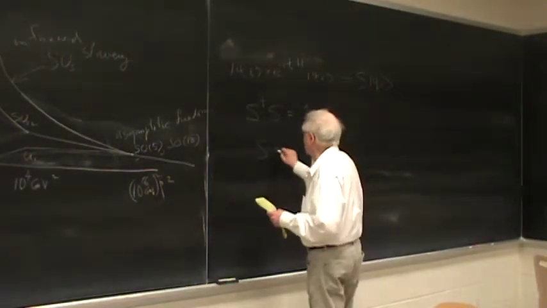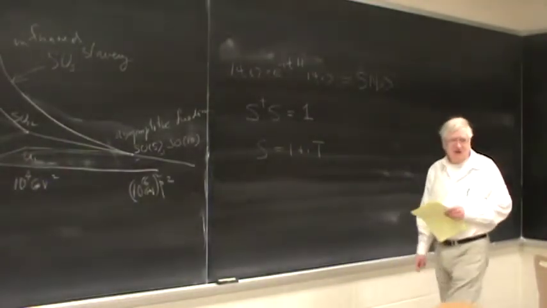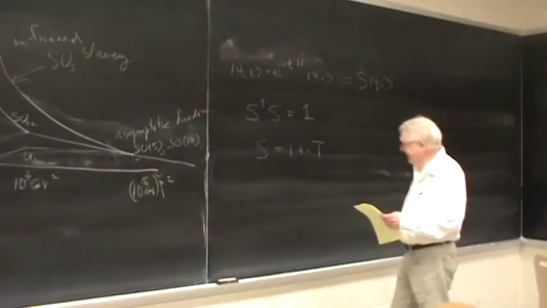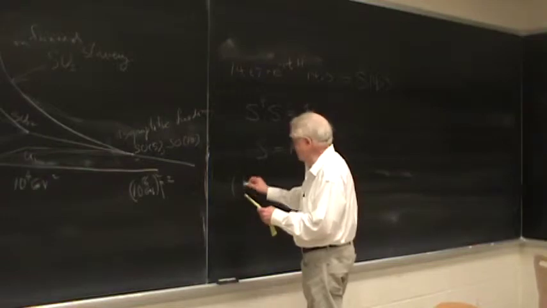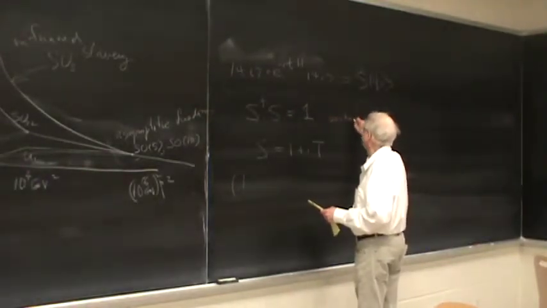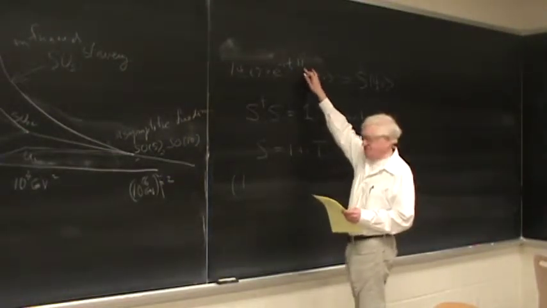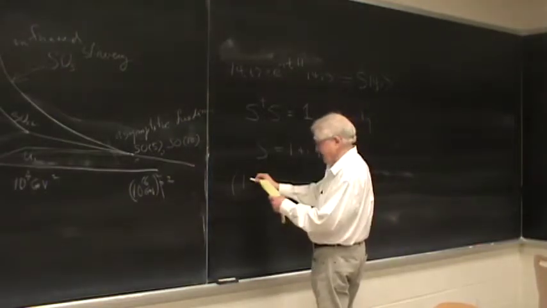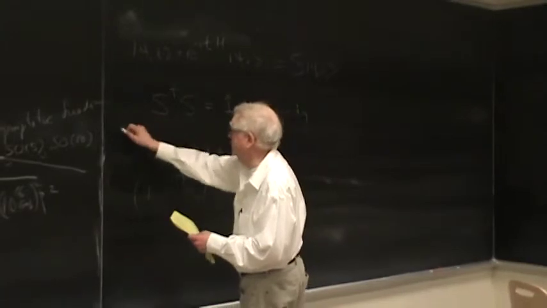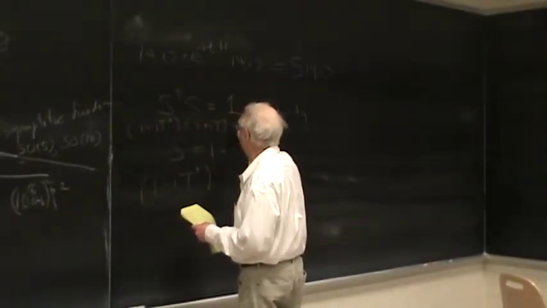And we're going to write S as 1 plus iT. T is called the T matrix. And so this is called unitarity. This means that that's a unitary operator because H is Hermitian. So if you write that out, 1 minus iT dagger, that's S dagger. 1 minus iT dagger, times 1 plus iT, equals 1.